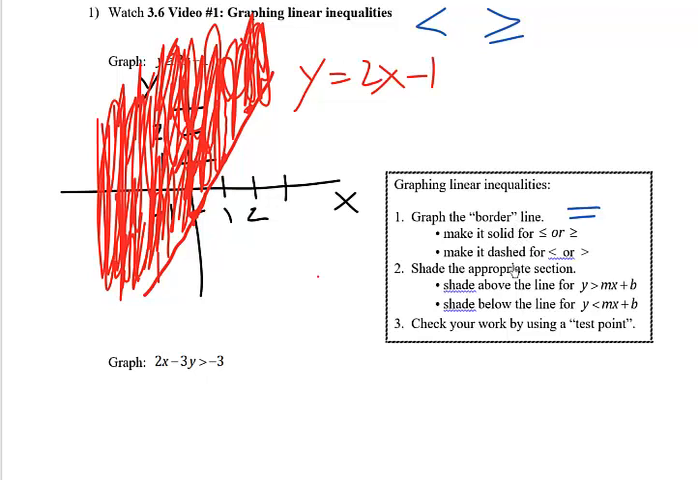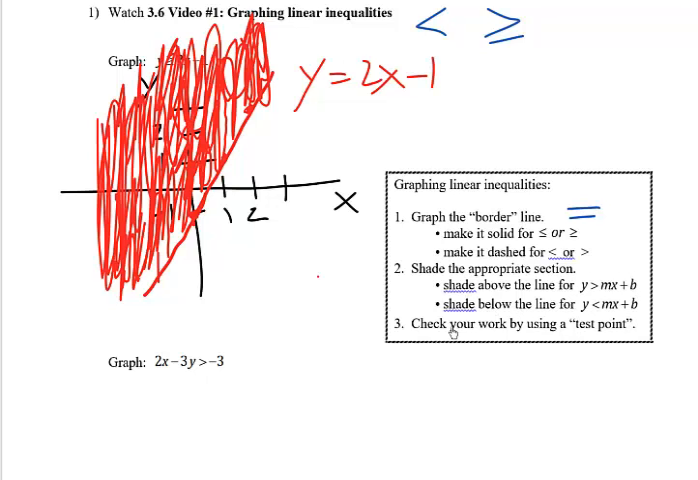In a future problem, if we only have a less than or a greater than, then the line itself is not part of the answer, and so we make it dashed to show that. Step 2 is to figure out which side to shade. You'll always just be shading one side or the other. Well, it's very simple. You simply shade above if you have a greater than or equal to, if it's y is greater than mx plus b, and you shade below for y is less than mx plus b. Now, this only works if your inequality is in the good format, the y equals mx plus b format, so keep that in mind.